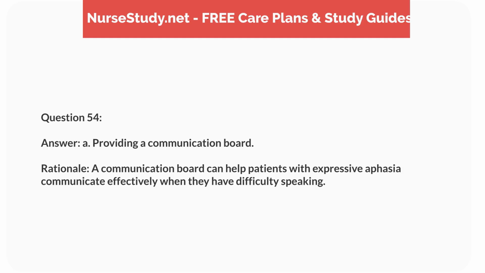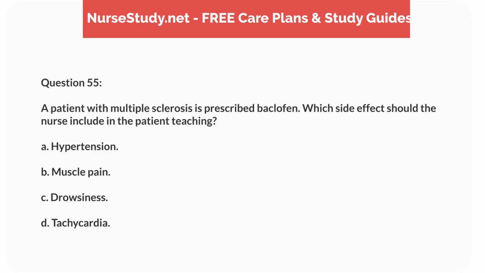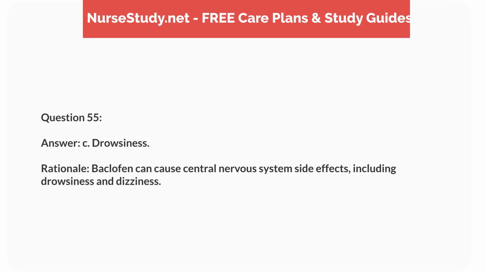speaking. Question 55. A patient with multiple sclerosis is prescribed baclofen. Which side effect should the nurse include in the patient teaching? A. Hypertension. B. Muscle pain. C. Drowsiness. D. Tachycardia. Answer: C. Drowsiness. Rationale: baclofen can cause central nervous system side effects, including drowsiness and dizziness.